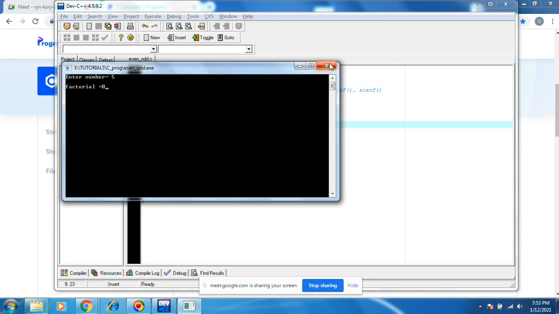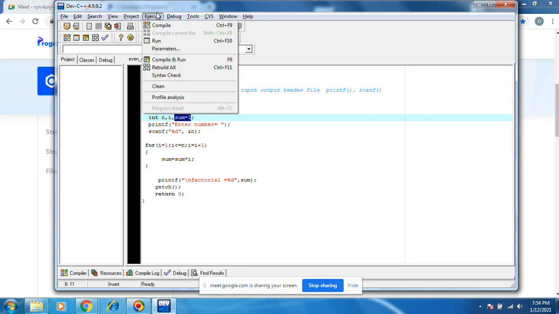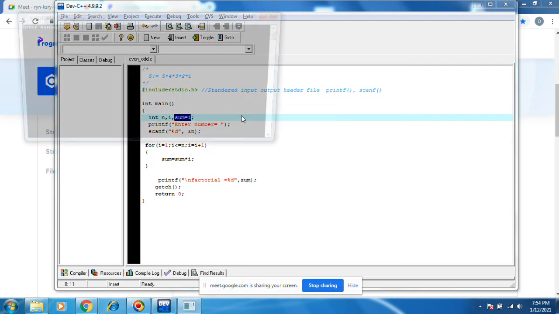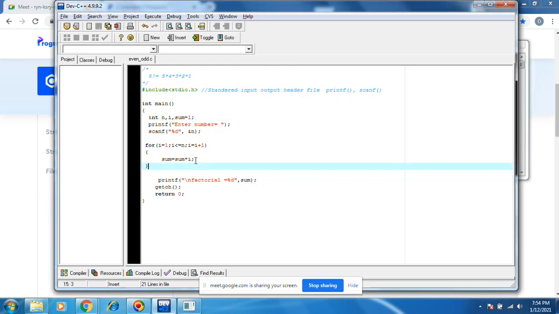Factorial equals 0. How come? Oh, the value is 0. This is the problem. The value should be 1 always. Execute, compile and run. 5. 120. You see? 5 4s are 20, 20 3s are 60, 60 2s are 120. Instead of doing plus, we are doing multiplication of all the numbers. That is called factorial.